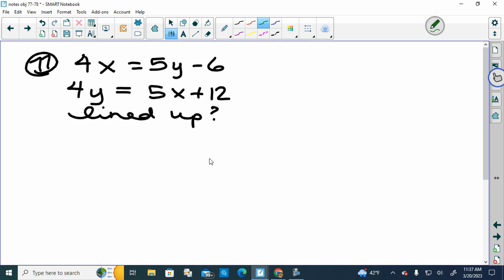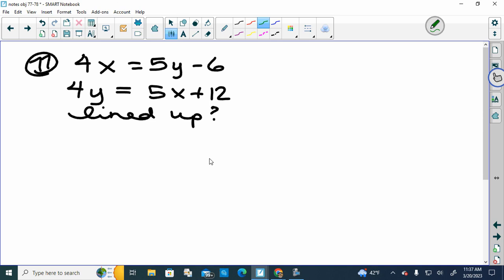This last one I'm doing with you, and then you're going to try one. So on number 77, it's 4x equals 5y minus 6, and then 4y equals 5x plus 12. Okay, are they lined up? No. X's aren't lined up with X's. Okay, the equal sign is, and the whole number is, and the X's need to be, or Y's need to be flipped around, okay? It doesn't matter which one, okay?